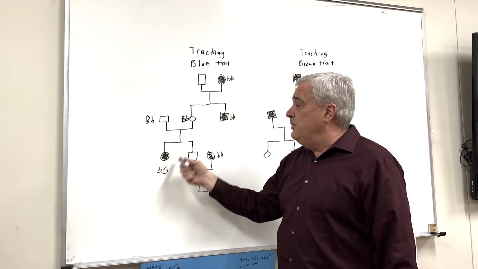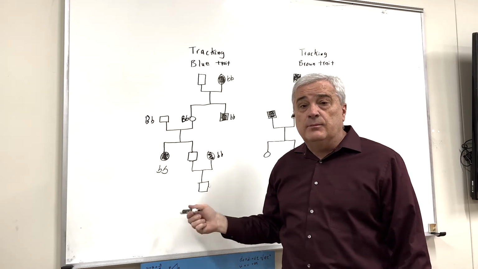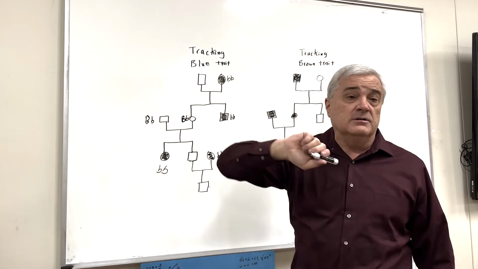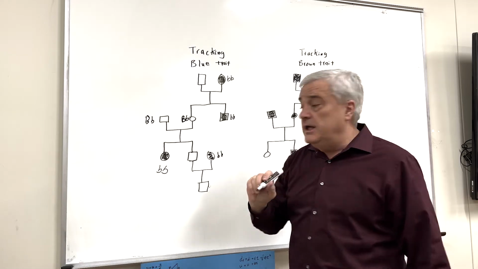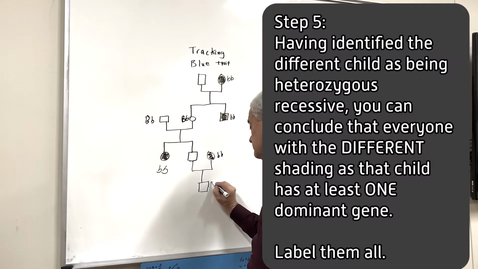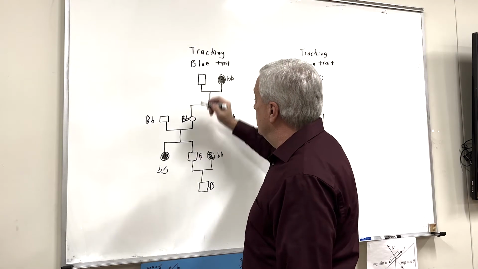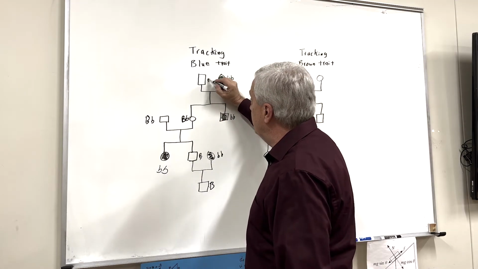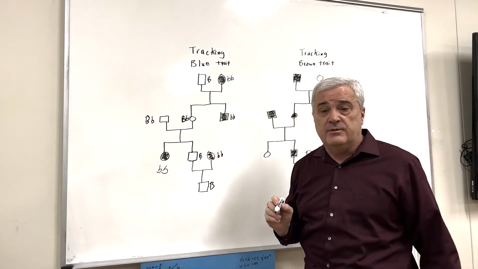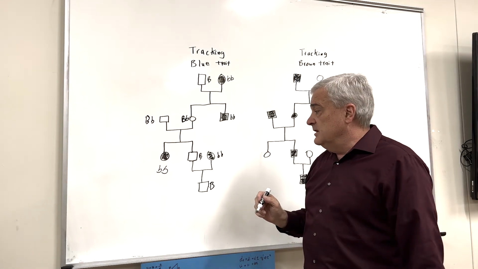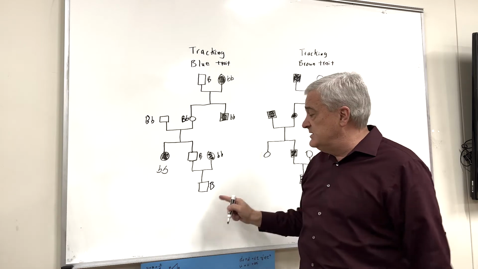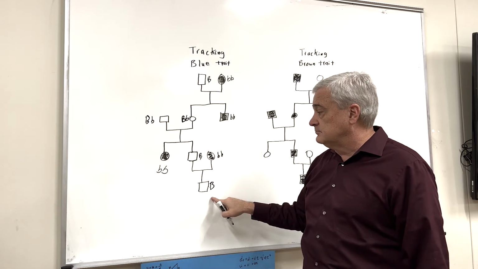And when we know that everyone who has the trait is double recessive, we know that everyone else has at least one of the dominant genes. We don't necessarily know what the other gene is, but we can go through and say that everybody has at least one of the dominant genes.